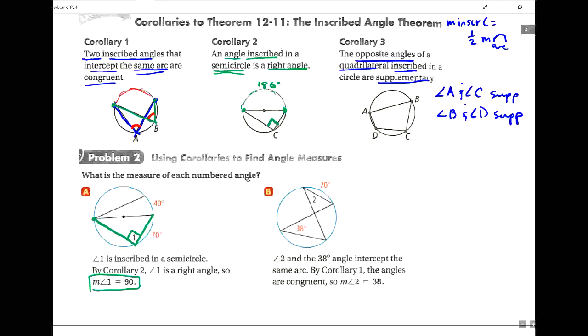All right, the next problem says angle 2 and the 38-degree angle intercept the same arc. Well, we know what's going to happen already. I have angle 2, and it intercepts that arc, and I have my 38-degree inscribed angle, and both of them intercept this same arc. So I know that if this one measures 38 degrees, angle 2 is going to measure 38 degrees as well, because if two inscribed angles intercept the same arc, then they are going to be congruent.